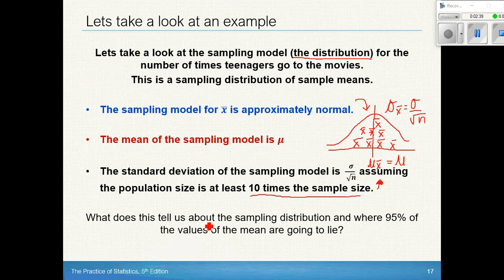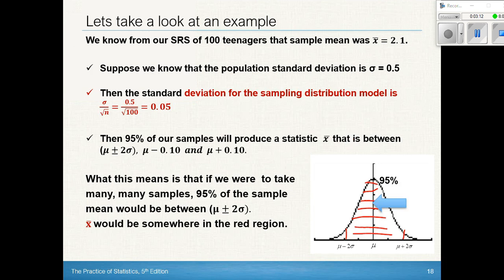Now, what exactly does this tell us about the sampling distribution and where 95% of the values of the mean are going to lie? So all that means is, let's take a look at our distribution right here. Okay, and let's sort of think, this is all of our samples. Let's say we want to look at 95% of the curve. What information does this tell us about how far away from the mean all of these samples are if we're looking at 95% of the curve? All right, so let's see what exactly that means.